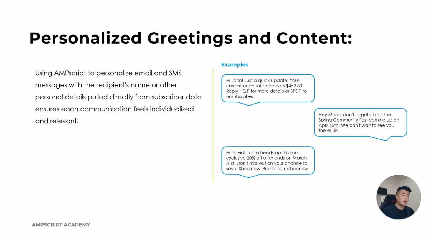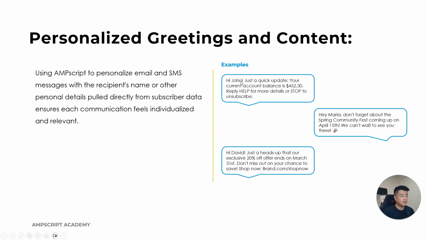So the first one's pretty common, the personalized greetings and content. Using AMPscript to retrieve the data to output an actual message is really important. So you can see that in subject lines, and in here, some SMS message examples. So, hi John, just a quick update. Your current account balance is $452.30. Reply help for more details or stop to unsubscribe.